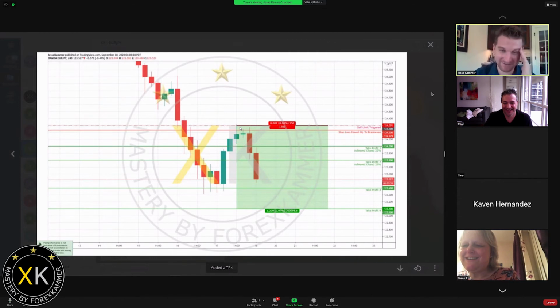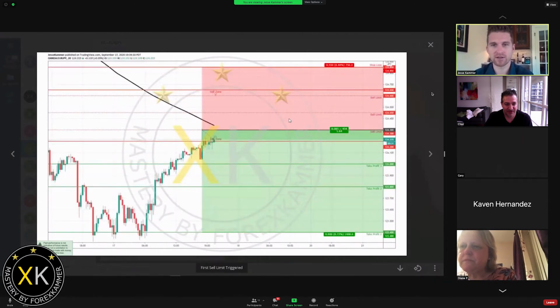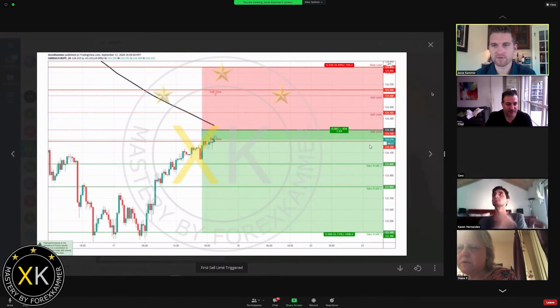All right. Besides that, back to your question. I had 3 sell limits, right? The furthest away sell limit would be set to take profit 3. This is supposed to say 3 here. Take profit 3. This sell limit here would have been set to take profit 2. And the one that I entered in first would be set to take profit 1.